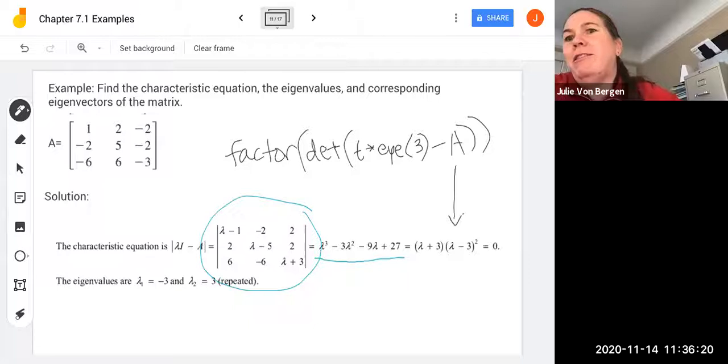So again, I'll go over it in section 7.3, but if you want to type this into Sympy to get this calculation out, you can do that on your own and verify it. And so now setting this equal to 0, we get eigenvalue -3 from this first equation. And then the second equation is going to give us the eigenvalue +3, but it's going to have multiplicity 2 because it's repeated, because this is a squared factor.